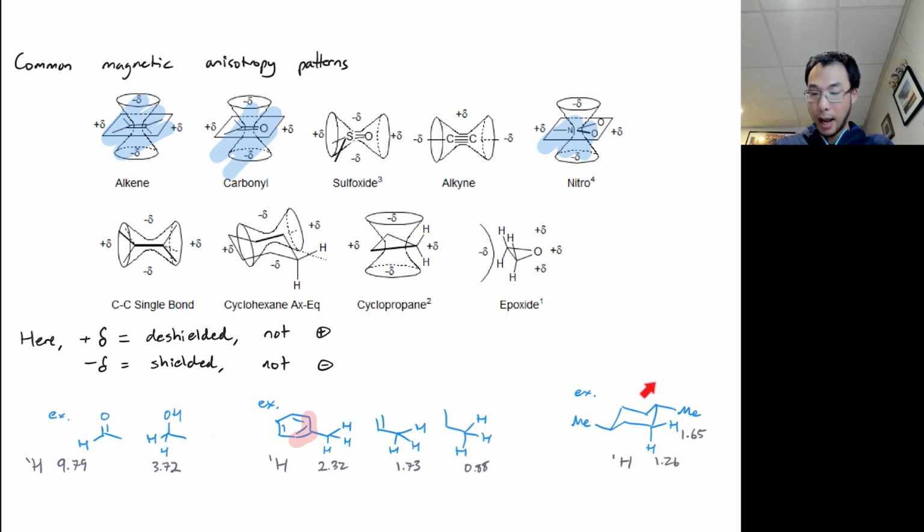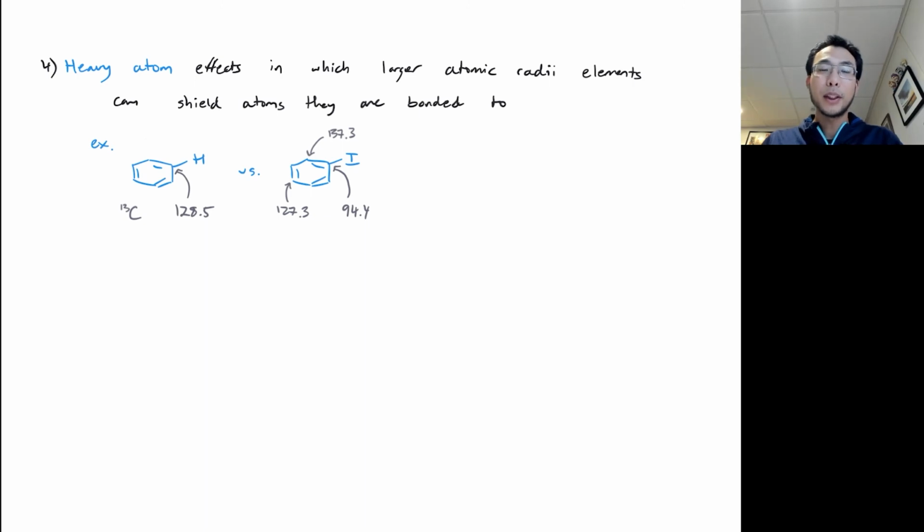So again, the axial hydrogens are the ones above and below the ring. Those are more shielded, as according to this graphic over here. And the equatorial hydrogens, those are in the plane of the ring. Those are more deshielded. Okay, two more trends for us to think about.